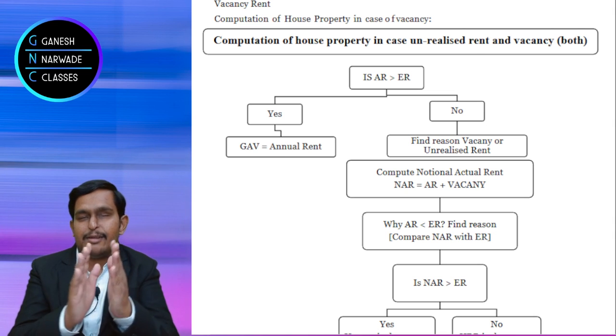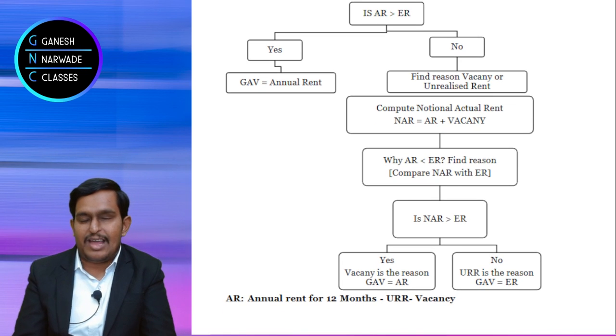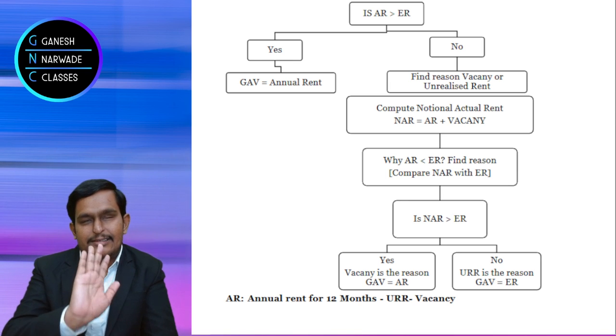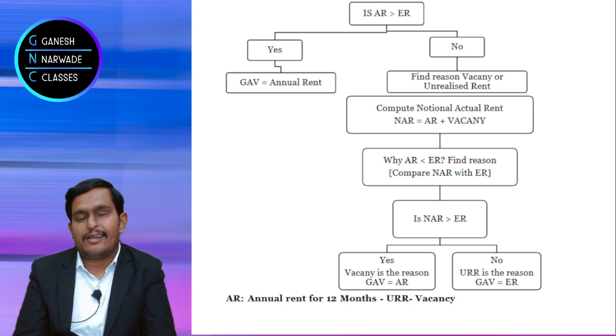Standard deduction is simple, 30% of net annual value. Simple, 30% of net annual value is the standard deduction. That's it. But we have to understand what interest on loan is. So let's try to understand what is interest on loan under section 24B.